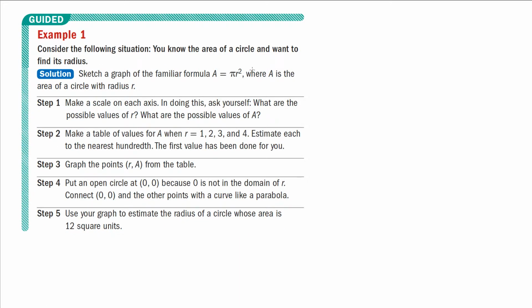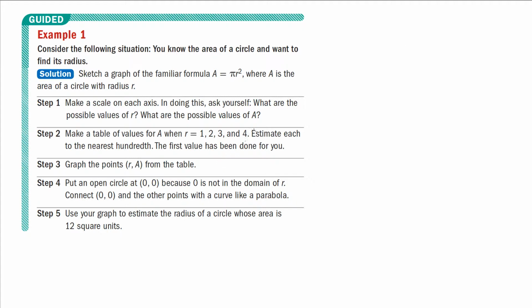Here we are with guided example 1. This begins on page 527 in your textbook and continues on through to the next page. And in this example, we're going to look at, without using technology, graphing a situation where it is a parabola. So here's our circumstances. Sketch a graph of the formula A equals pi r squared, where A is the area of a circle with a radius r. Make a scale on each axis. In doing this, ask yourself, what are the possible values of r? What are the possible values of A, area?